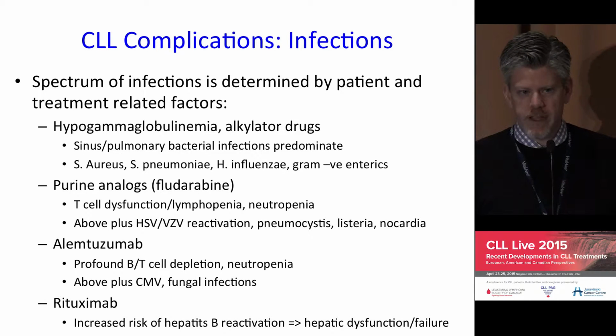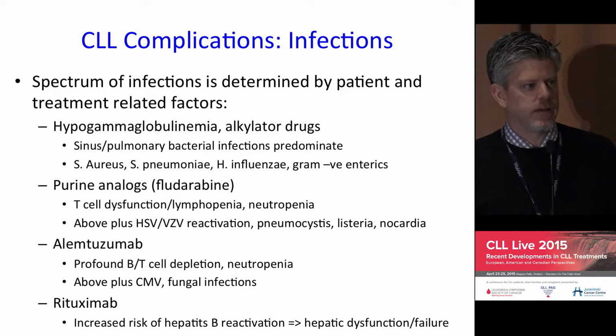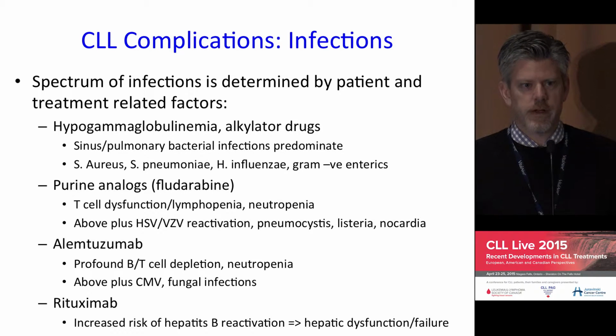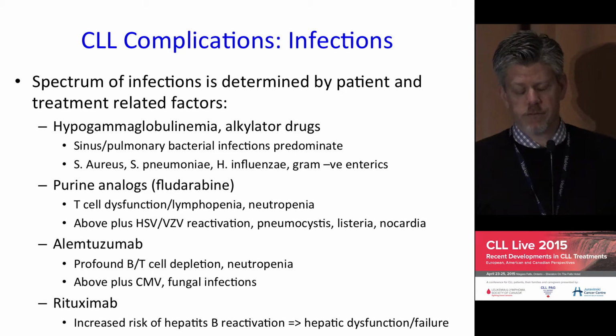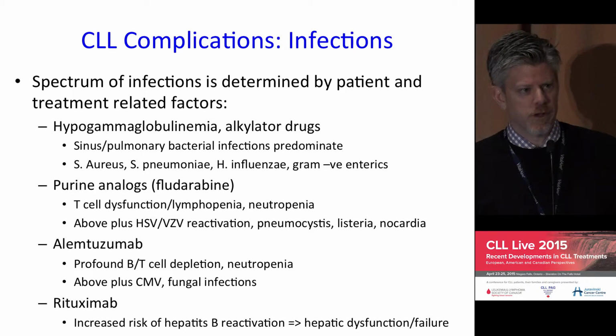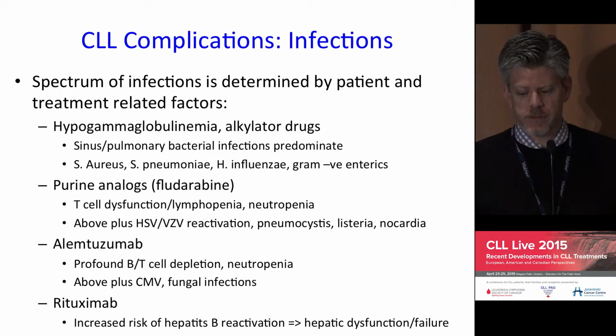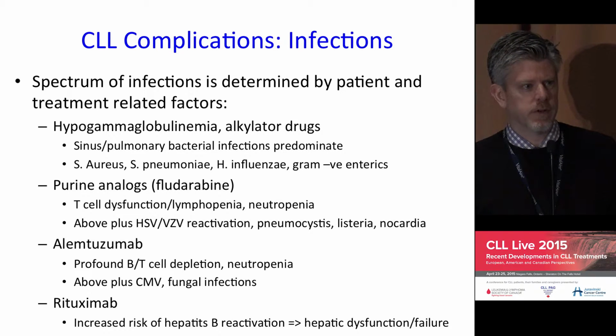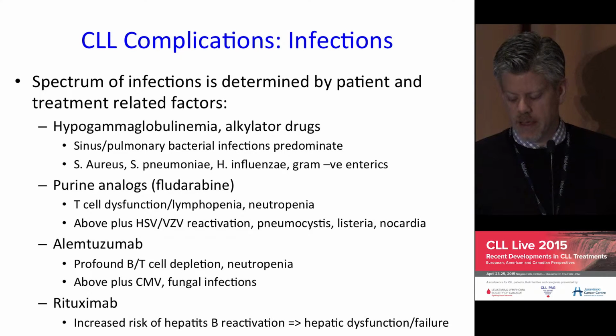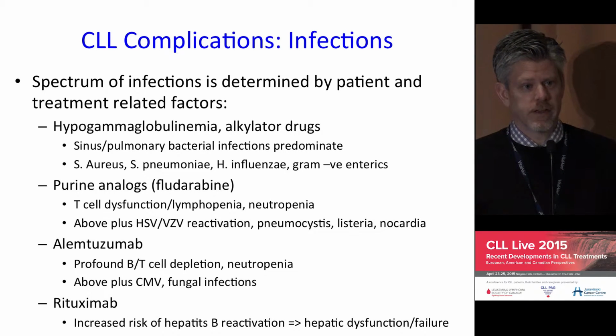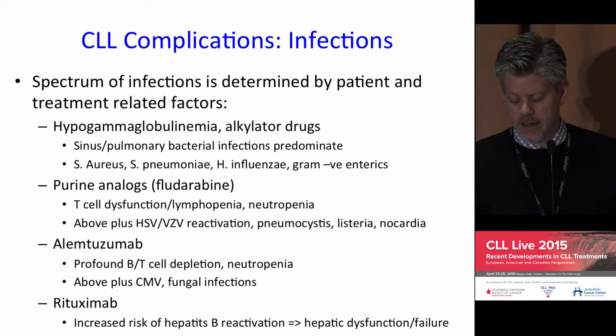The spectrum of infections is related, as I mentioned, to a variety of patient and treatment-related risk factors. There are a number of chemotherapeutic regimens and, again, hypogammaglobulinemia that can increase specific types of infections, often bacterial infections, as I mentioned, with the low immunoglobulin levels and splenectomy. And there are a variety of additional immune problems that can be related to specific chemotherapeutic agents. I've listed some examples there. Fludarabine is a commonly prescribed drug historically and can result in a low lymphocyte count and increased risk of specific viral and other opportunistic infections.